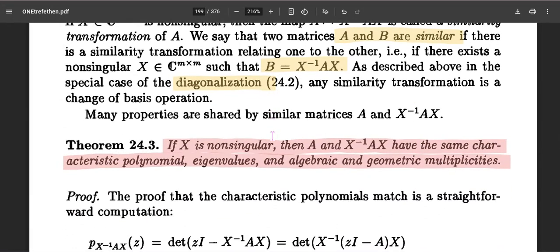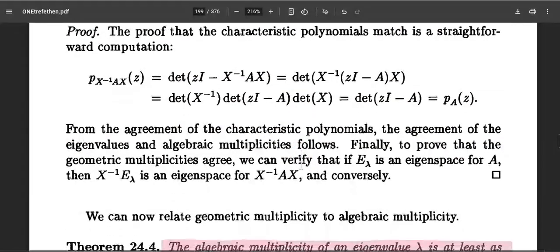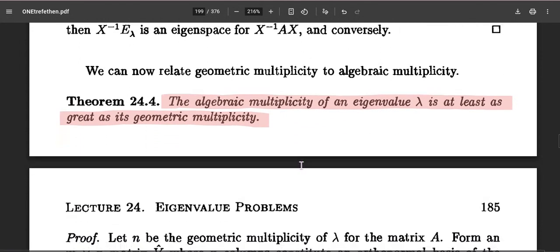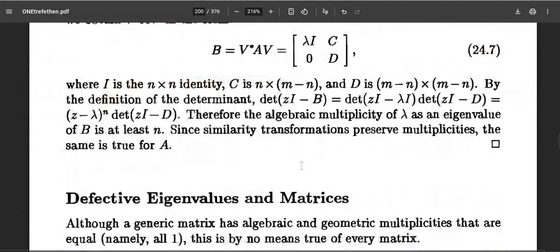If A and B are related by a similarity transformation, then theorem 24.3 says that the characteristic polynomial, eigenvalues and algebraic multiplicity are the same. We are not going to go into the analysis of the proof. Another theorem in this chapter says the algebraic multiplicity of an eigenvalue is at least as great as its geometric multiplicity, which we already saw before.